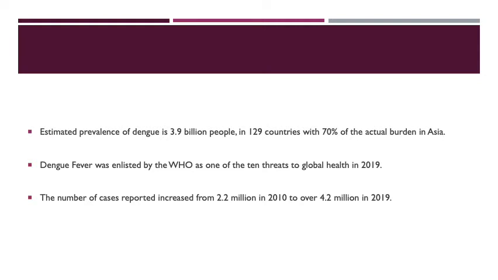Now the estimated prevalence of dengue is 3.9 billion people in 129 countries, and 70% of the actual burden is in Asia. Dengue fever was enlisted by the WHO as one of the 10 threats to global health in 2019. The number of cases reported increased from 2.2 million in 2010 to 4.2 million in 2019.